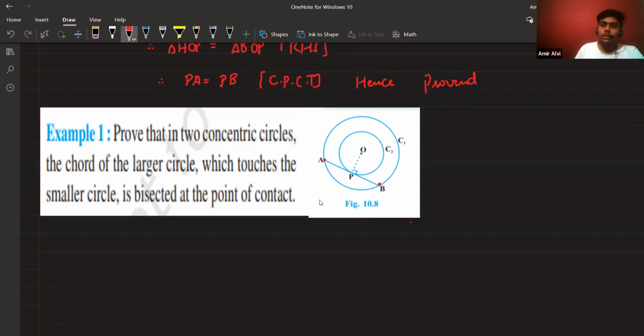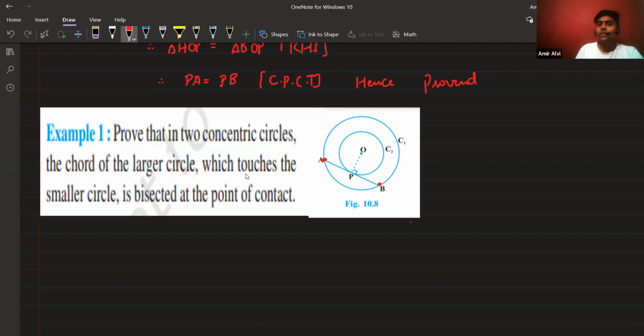The longest chord of the circle is what? Can anybody tell me the name of that chord? Diameter. Sir, is it diameter? Yes, sir, it's diameter. But if I'm normally saying the chord, it means it is not only intersecting; it is basically cutting that circle at two specific points. So it's called a chord. Clear, everybody? So it's saying that the chord of the larger circle, yes or no?